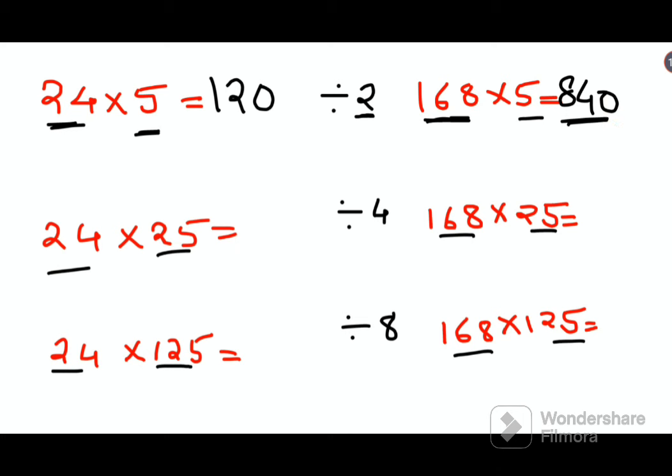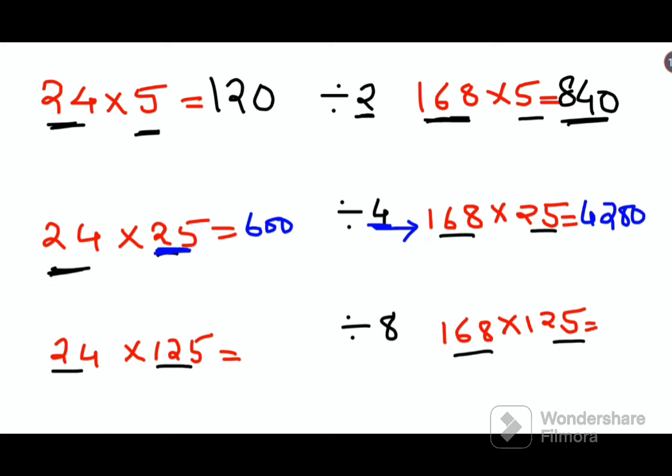Now here we have 24 multiplied by 25. So what we'll do is divide by 4. 24 by 4 gets you 6. And since there are 2 digits, you will just put 2 zeros. Similarly, here also when divided by 4, you will get 42 and then you will put 2 zeros.